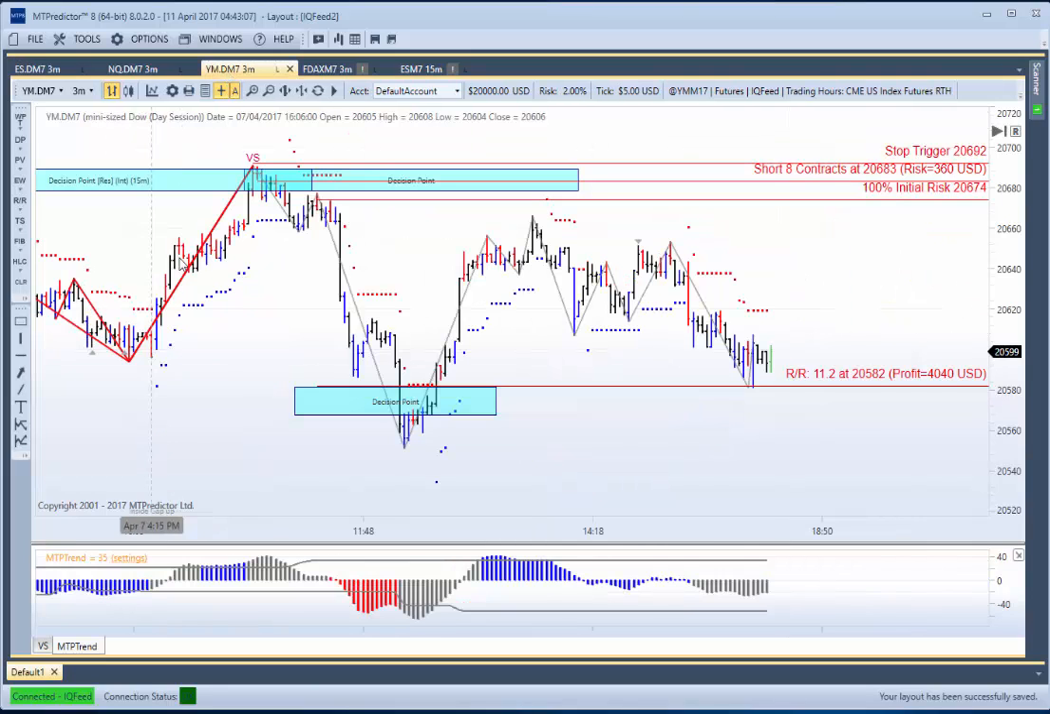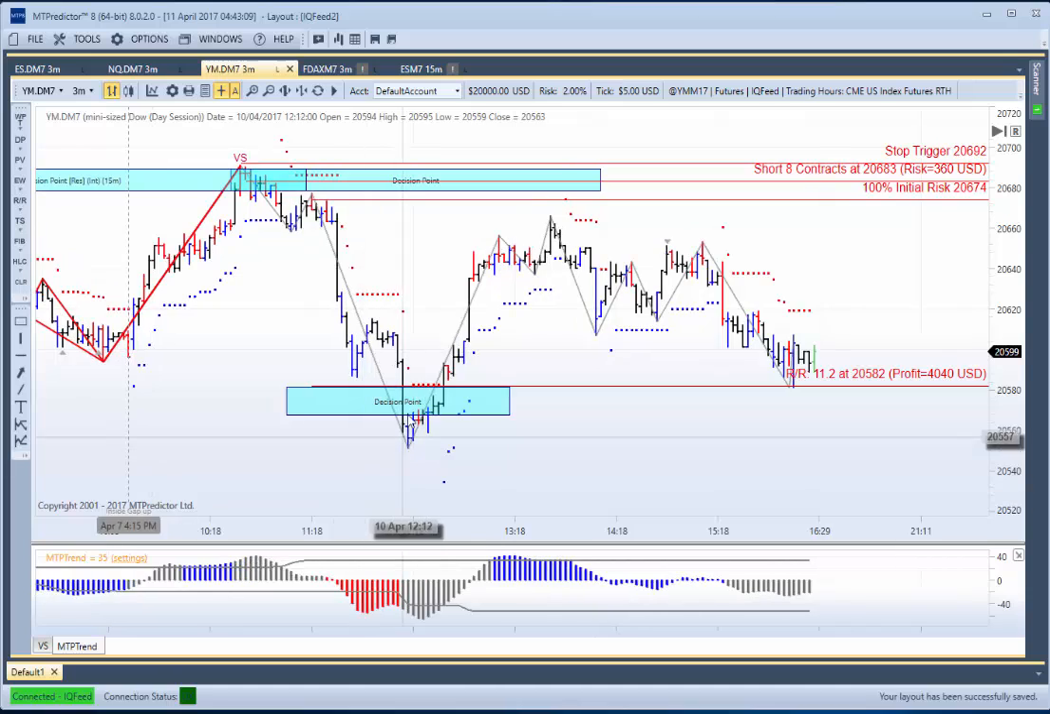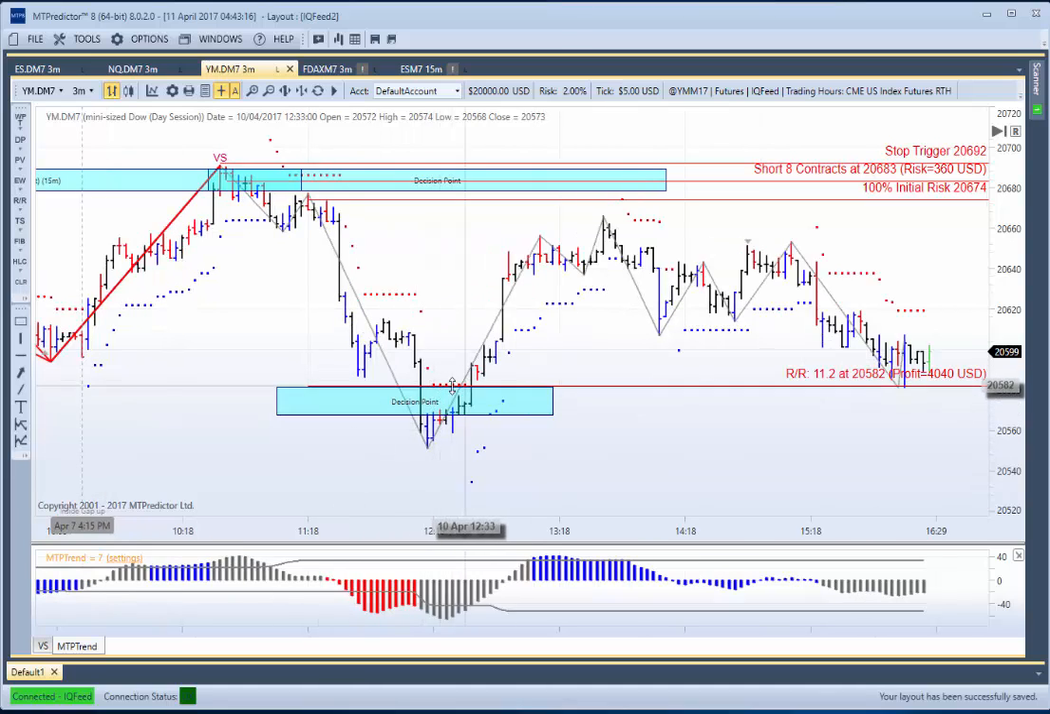But the star of the show was the YM. Again, if you'd used the ATR stop, because the MTP trend was strong, in other words beyond our strength band, the ATR stop was actually in the same place. You can see there's our red dots. It would have been stopped out just about there, again for a nice 11R profit.